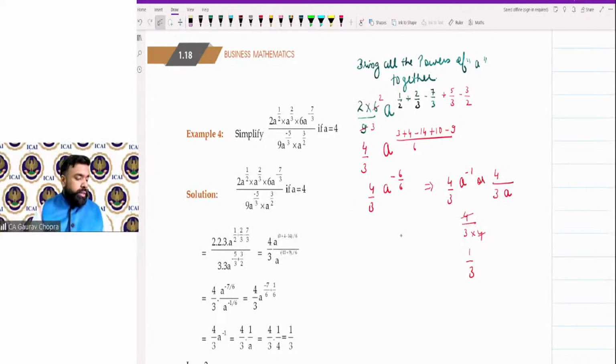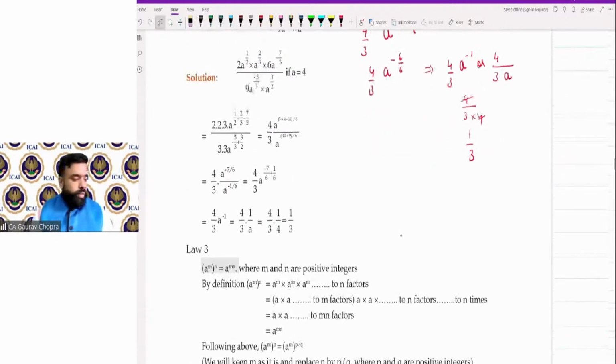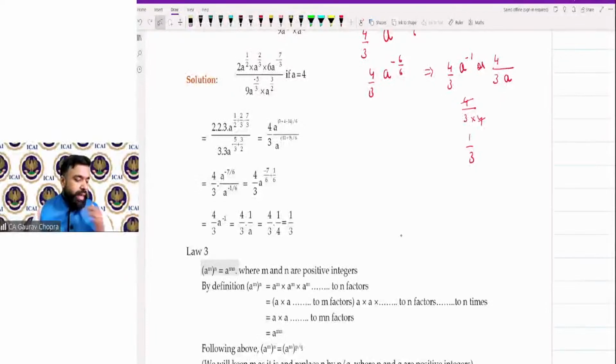Then Khushi is asking why we have taken a negative sign before 7 by 3. See, it is already negative in the question itself. So we haven't changed the sign. It is already negative. All right. Now let us move towards the next one.